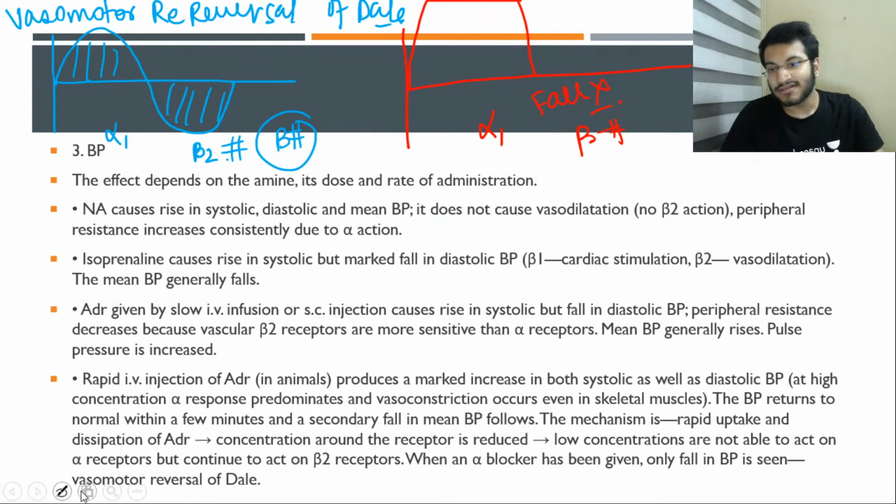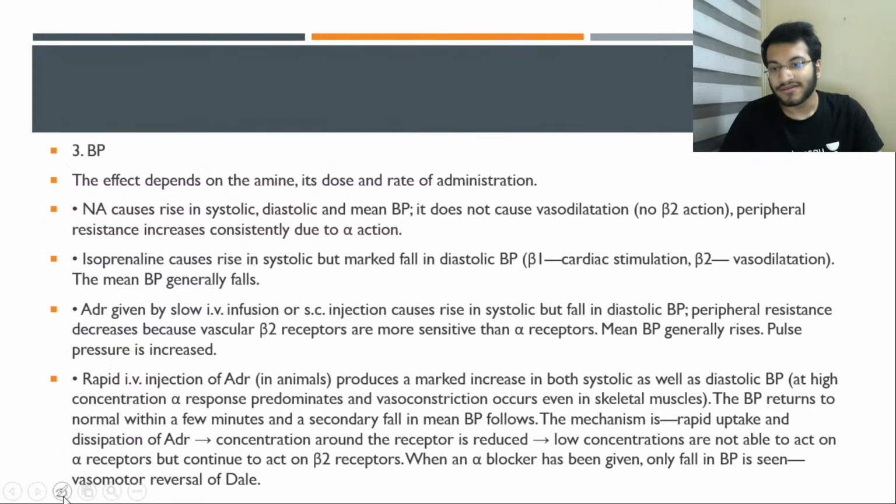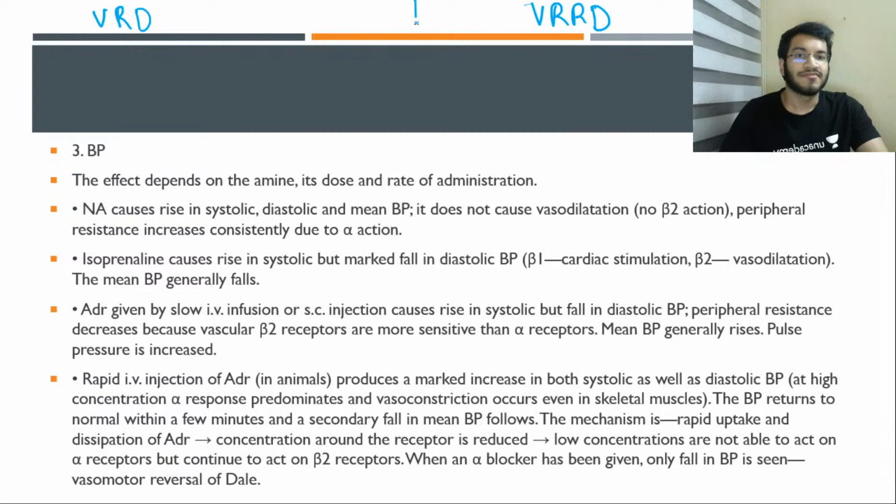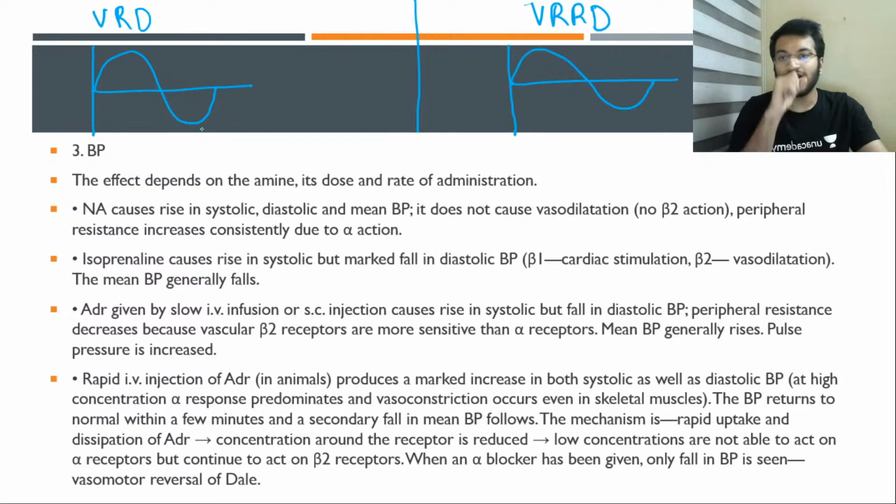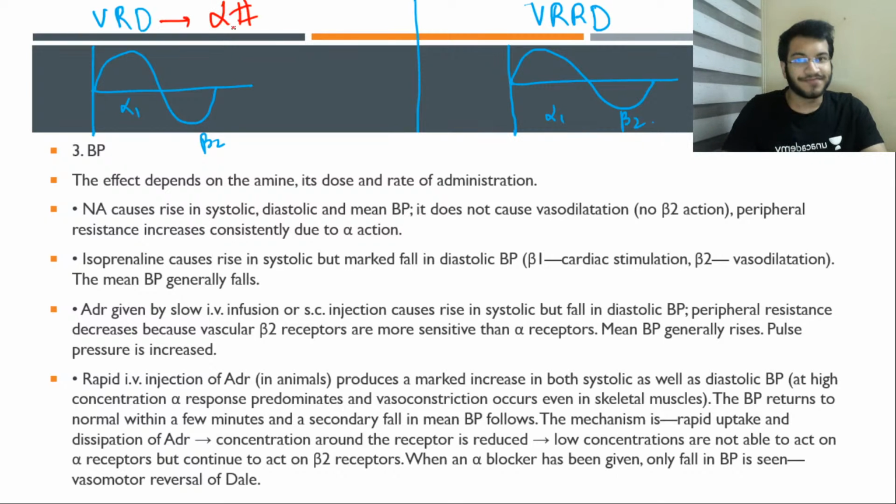Now let me make both diagrams together, understand well and then we will move ahead. This is vasomotor reversal of Dale. This is vasomotor re-reversal of Dale, right? This is the normal graph. Alpha 1, beta 2, alpha 1, beta 2, right? In vasomotor reversal of Dale, the patient has taken an alpha blocker, so there would be a marked fall in BP, right. This is the graph for vasomotor reversal of Dale.